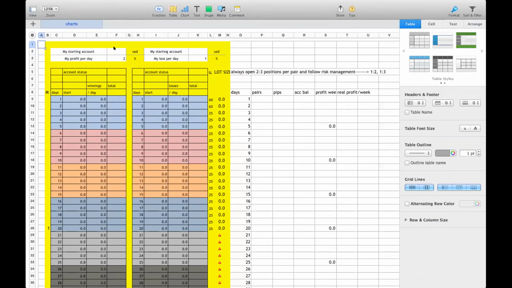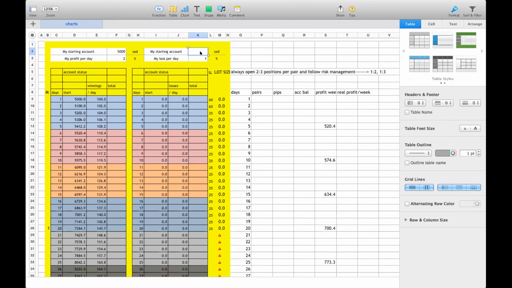Before I actually get into how we physically compound the money, I want you all to understand this. Let's say, for instance, I have a $5,000 account. Right here it says my starting account is $5,000. Understand, the left side right here is for profit per day, and what does it say right here? My loss per day. Loss, right?